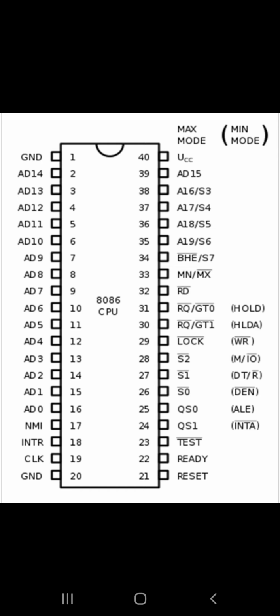So, the clock is given on the 19th pin. It is represented with the name CLK. So, it is used for synchronizing various internal processes of the 8086 microprocessor, right? So what are the internal processes? The internal processes can be related to memory, for example, memory read or memory write. It can be related to input output devices, for example, input output read or input output write. Or it can be related to opcode also, that is known as the opcode fetch cycle. So for synchronizing all these processes, the 8086 needs a clock, right?